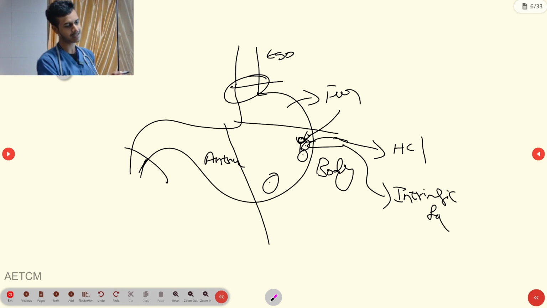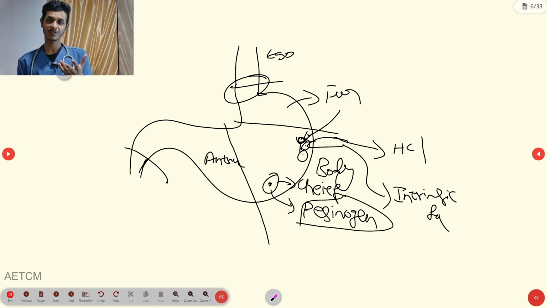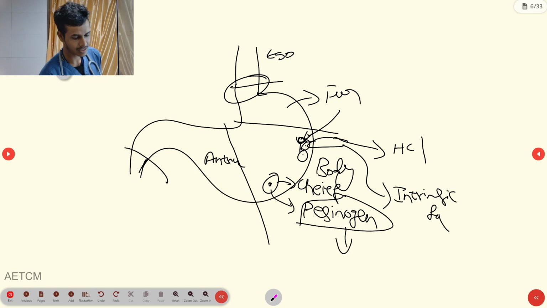And the second thing, here we have another cell that is called the chief cell. This chief cell will secrete one substance that is called pepsinogen. Okay. Pepsinogen is an inactive form. If it wants to become active, it has to be converted into pepsin.